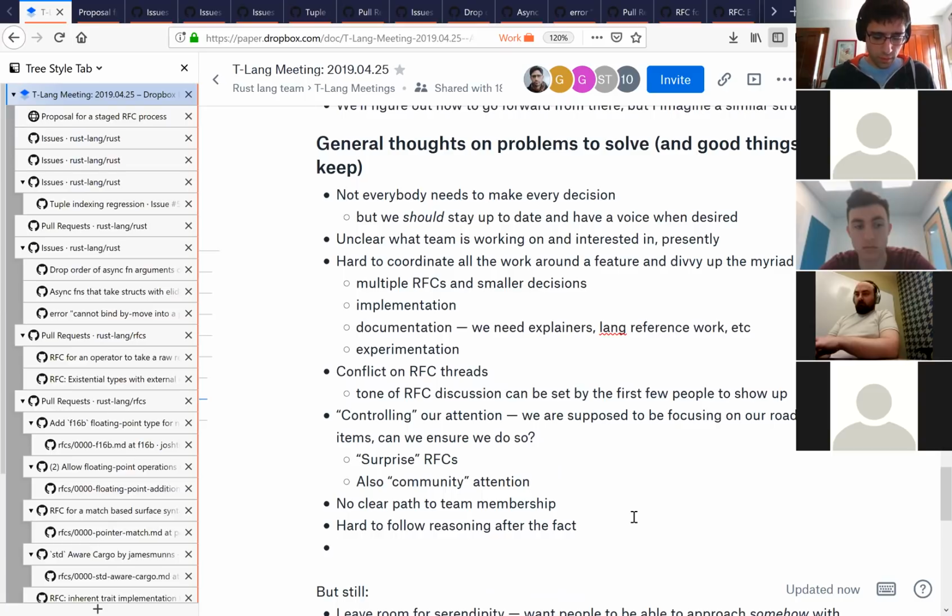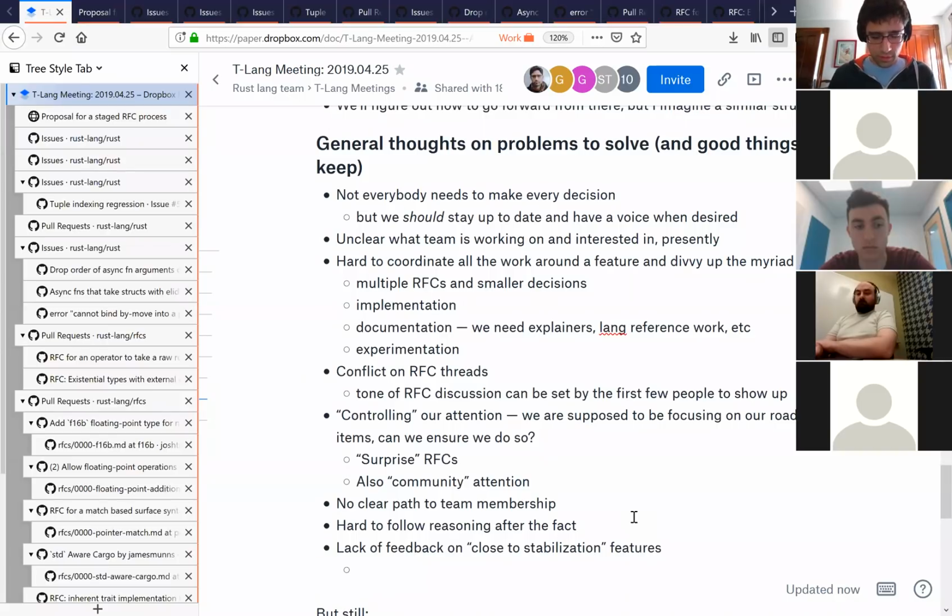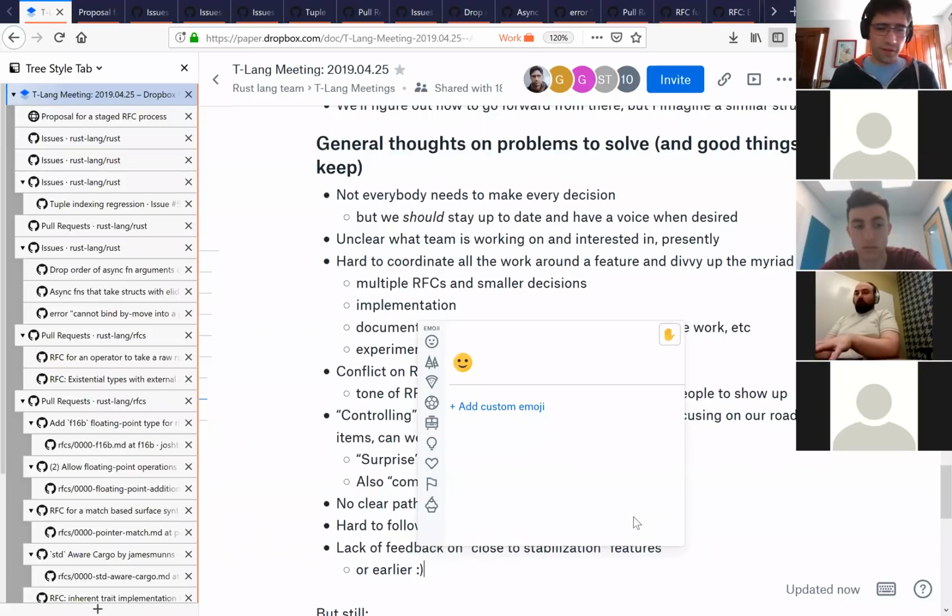Yeah. I might add lack of feedback on close to stabilization features. That's a good one. Some of these things are only partially us, but I think it's okay. We should be considering, yeah. It's probably also just, or earlier, just in general.